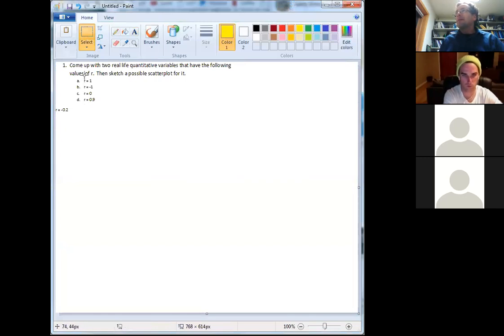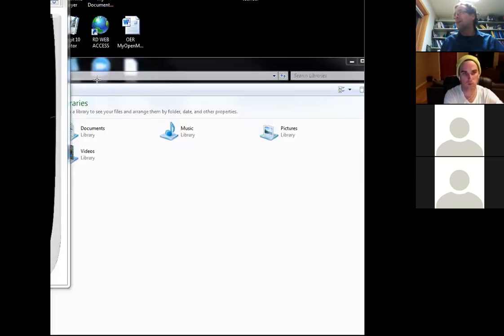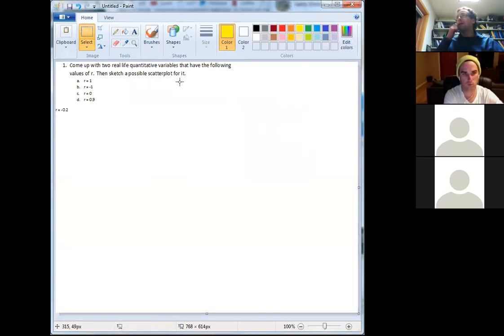Okay. So it says, come up with two, and I'm just going to do one, real-life quantitative variables that have the following values of R. Then sketch a possible scatter plot for it. So R equals 1. I don't know if you remember, I mentioned it already. So R equals 1 represents what about the data? What does it mean if R equals 1? Yeah, it's a perfect fit.